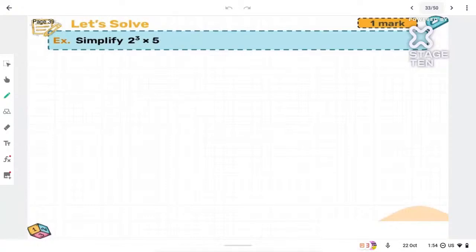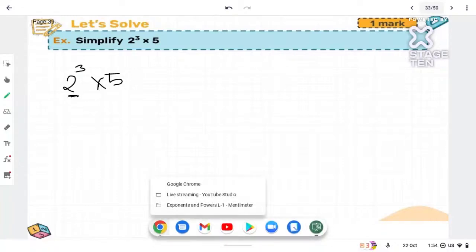Next question. Simplify this. 2 cube into 5. Okay, this is an easy question, but still, if you guys want, I'll give you a little bit of time. 2 cube into 5. What can you do first? Find the value of 2 cube, and then after finding the value of 2 cube, multiply that with 5. You will get the answer. Try to do this question. I'm going to give you 1 minute for this. Not 1 minute, 1 minute is more. Okay, 30 seconds I'll give.